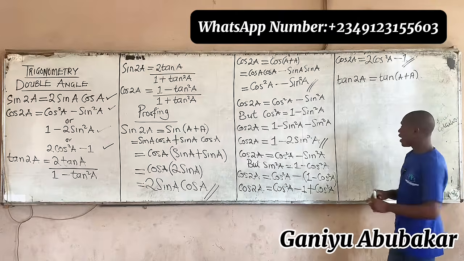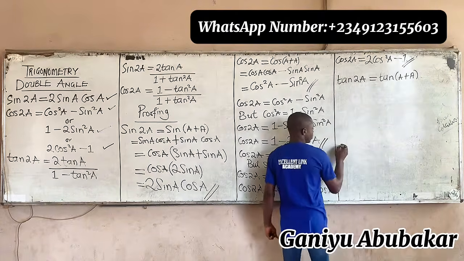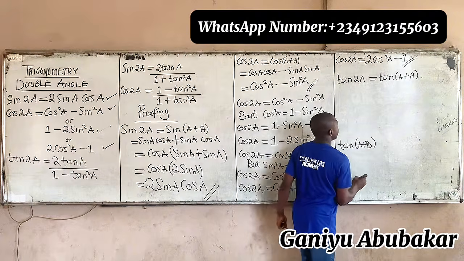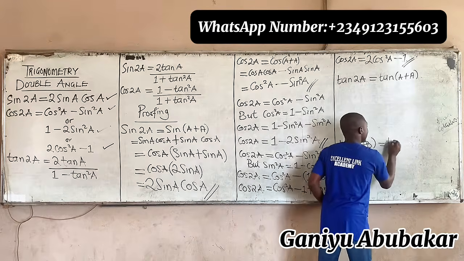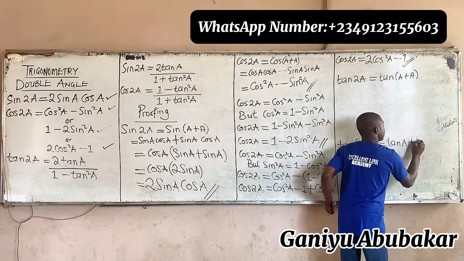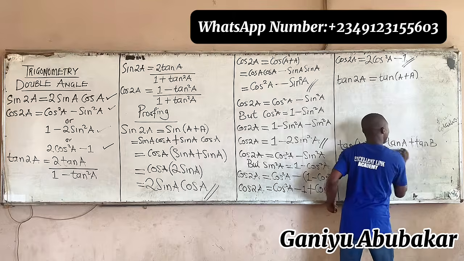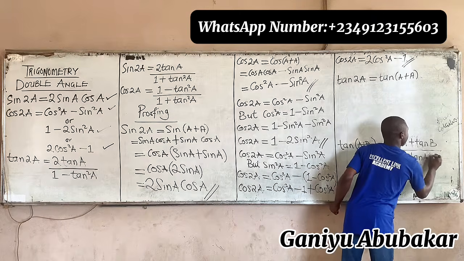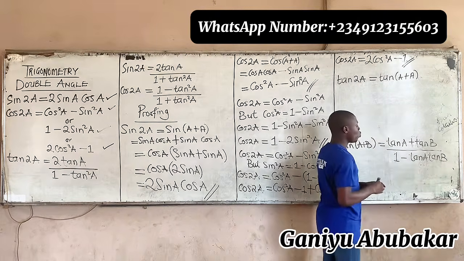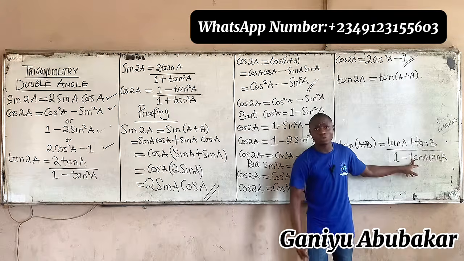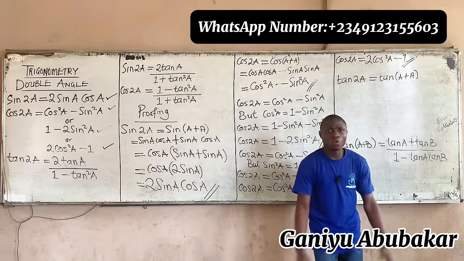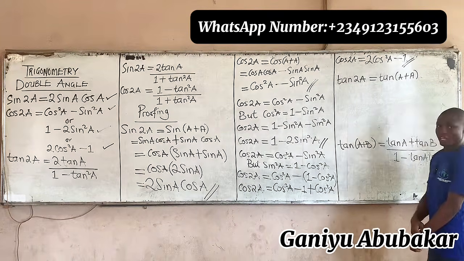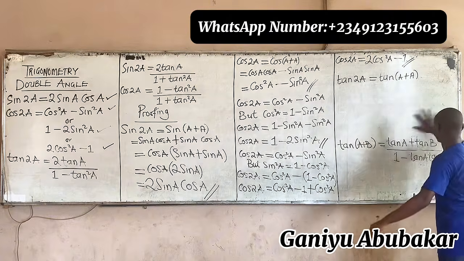For compound angle, if I have tan of A plus B, this becomes what there? Tan A plus tan B all over 1 minus tan A tan B. This one here is your idea of compound angle. So if I've got the idea of compound angle, what next? I'll express this in terms of A. This is A and A, so everything here should be in terms of A.